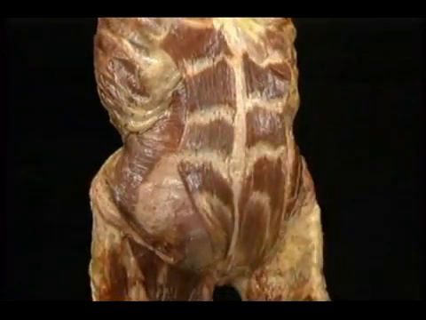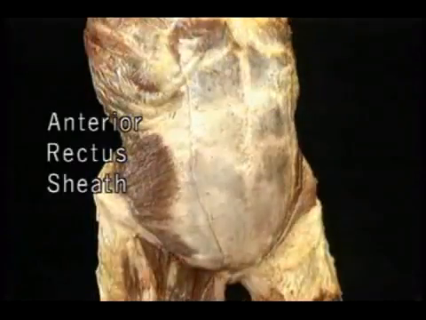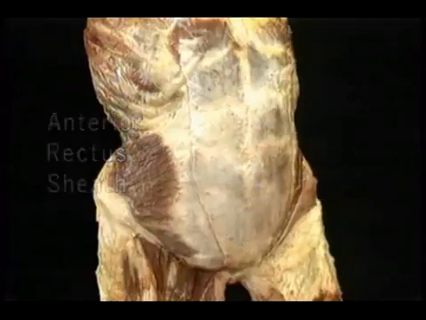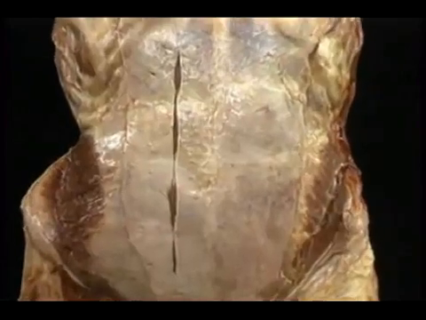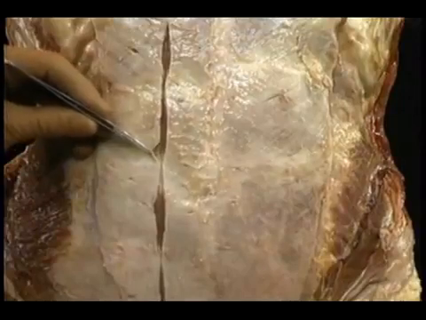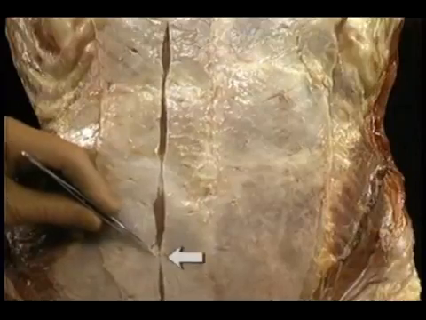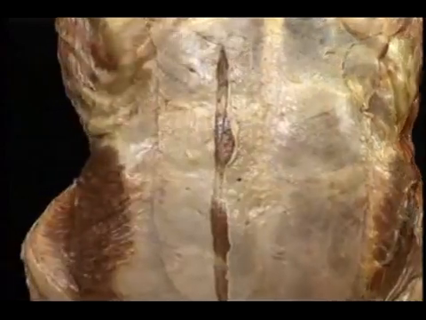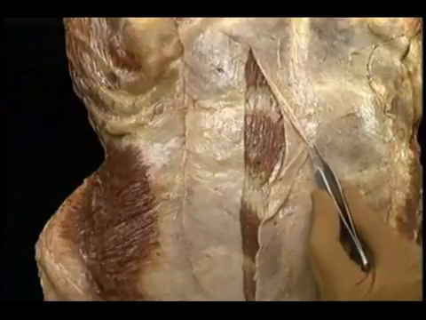Now we'll add the anterior layer of the rectus sheath to the picture. The anterior layer extends all the way from the costal margin to the pubis. If we incise the anterior rectus sheath and try to retract it, we can see that it's firmly attached to the tendinous intersections. There's one here, another one here. Here, we've divided those adhesions so that we can retract the anterior rectus sheath medially.